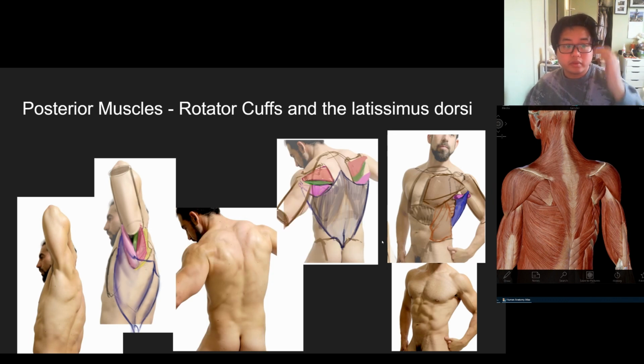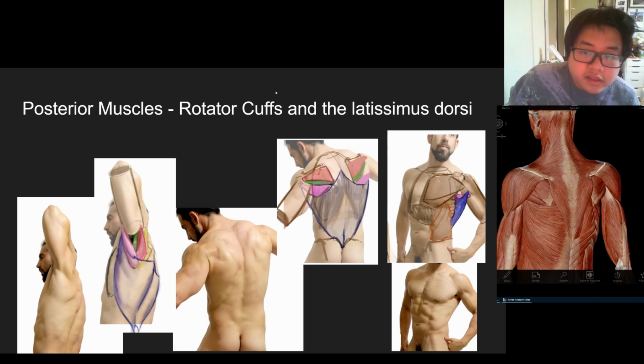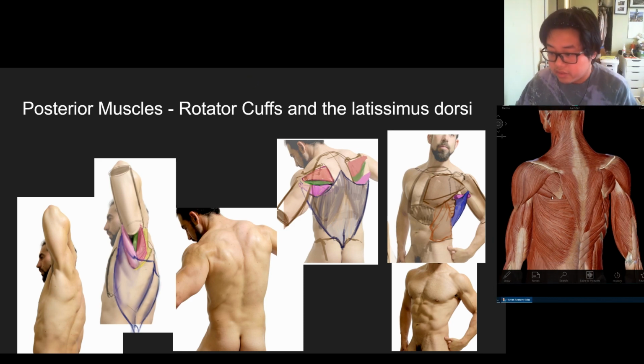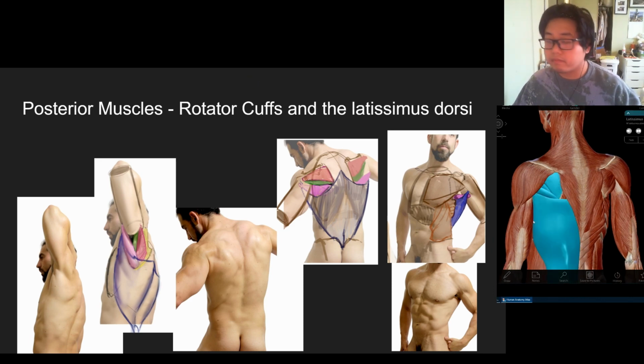The next set of posterior muscles are going to be the rotator cuffs and the latissimus dorsi. So it's going to be this group of muscles right here, as well as this one right here. The reason that I bundled them together is because they interact really similarly. The latissimus dorsi is this really large muscle here, and the rotator cuffs are going to be this group of muscles.